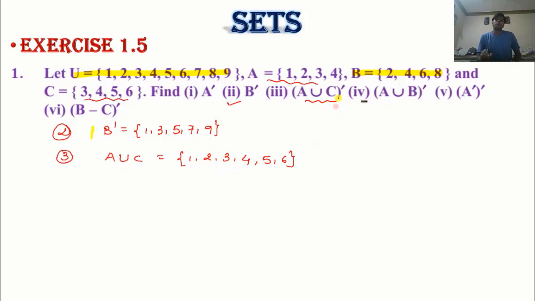Now you have to write the complement of A union C. Therefore, (A union C) complement is equal to everything except the elements of A union C, whatever is left in U, that you have to write. So these are the elements of A union C, 1 to 6. Eliminate 1 to 6 from U. So what is left? 7, 8 and 9. Whatever element is left, that is your complement. So you got 7, 8 and 9.